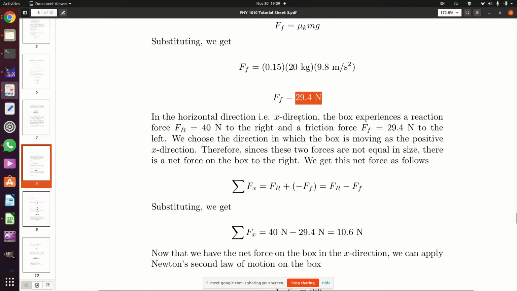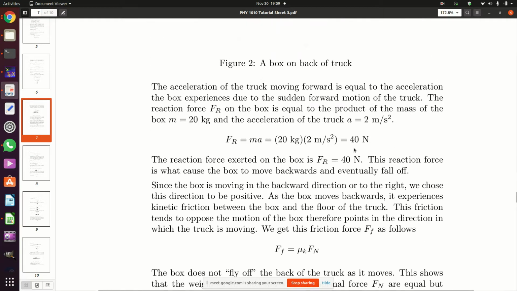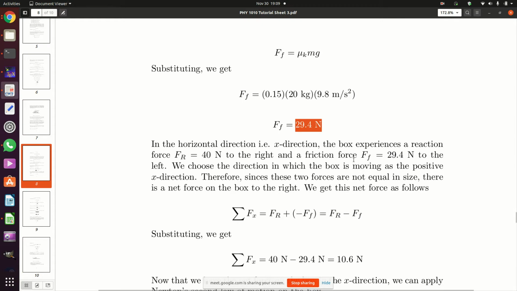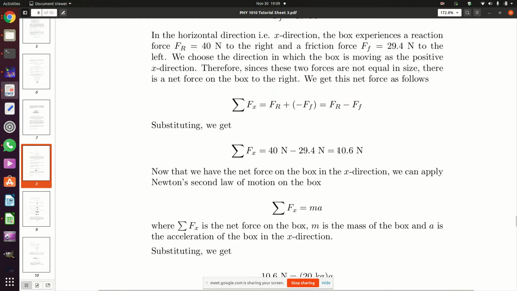Therefore, we worked out our friction force to be 29.4. We compared the 29.4 friction force and the reaction force of 40 newtons. We saw that the reaction force is greater than the friction force. Since these two forces are not equal but opposite in direction, there has to be a net force in the x direction. We chose the direction in which the box was moving to be positive, hence the reaction force being positive and the friction force being negative, and we found a net force of 10.6 newtons acting on the box.